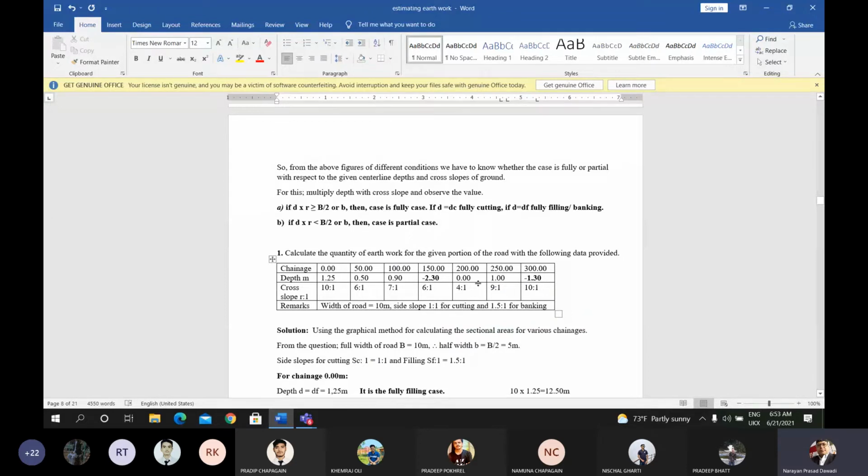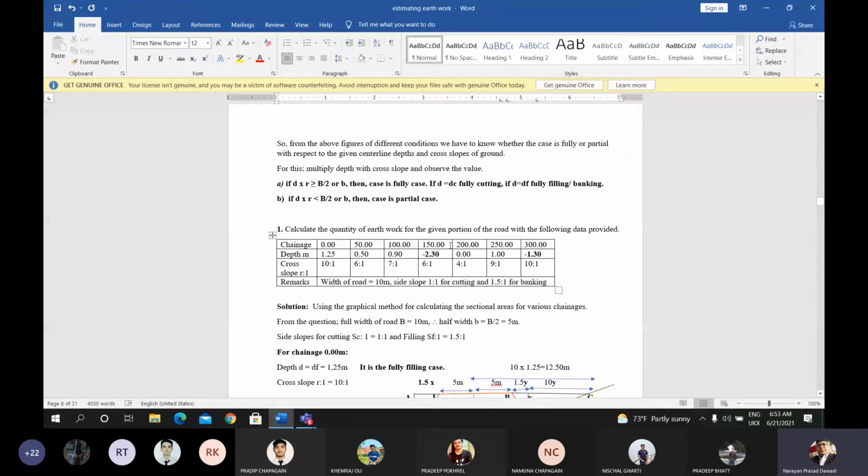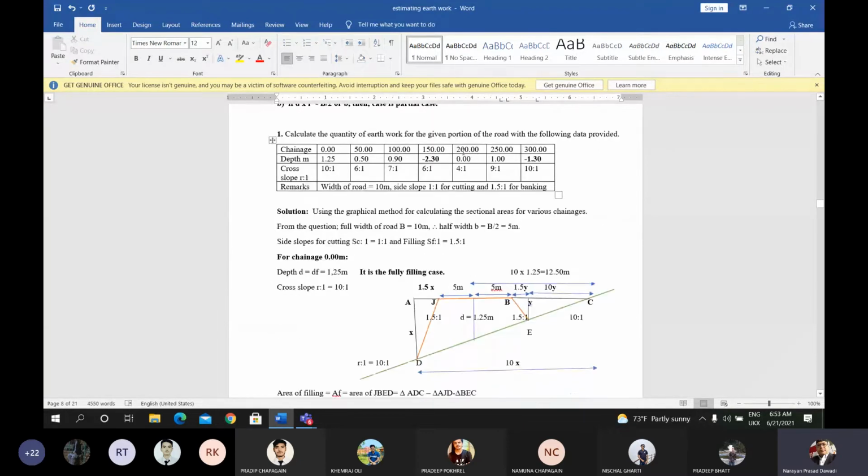Depth is 0 here, so it is not the cutting case, and it is not the filling case. It is in between. So 0 depth already exists in the 200 meter channel, and we don't need to find the 0 depth channel here. So this is the 0 depth channel.